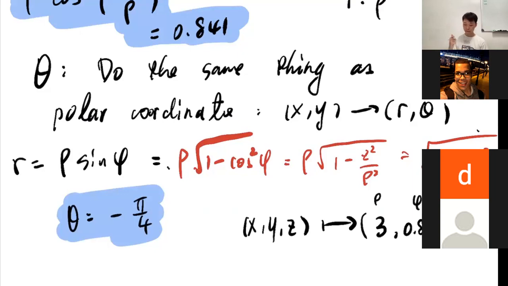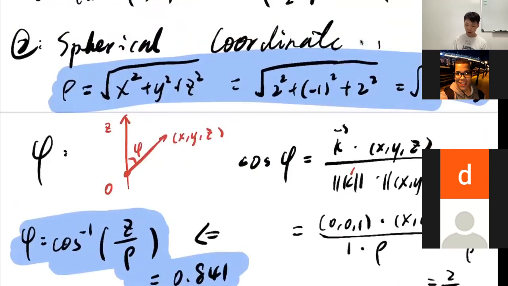So far, so good? Yes, there's a question in the chat. Someone asked how you get K. Remember that it's the standard basis on the z-axis. We pick that vector to compute the angle between the z-axis and the vector, because phi, by definition, is the angle between the vector and the z-axis. Good?